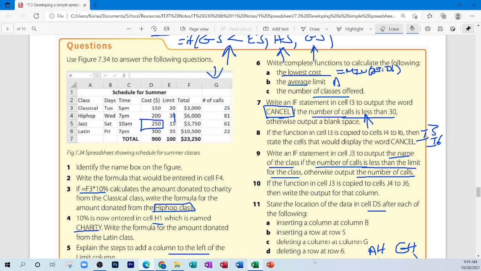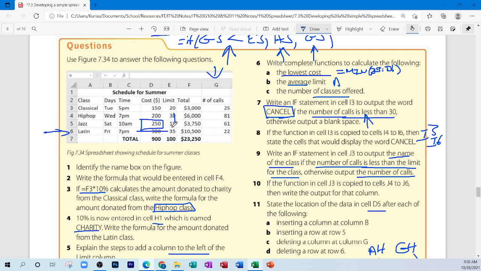Alright, and the last one, if you delete a row at 6, what will be the new location? D5. D5, that is correct. Because it's only going to affect below, nothing above.